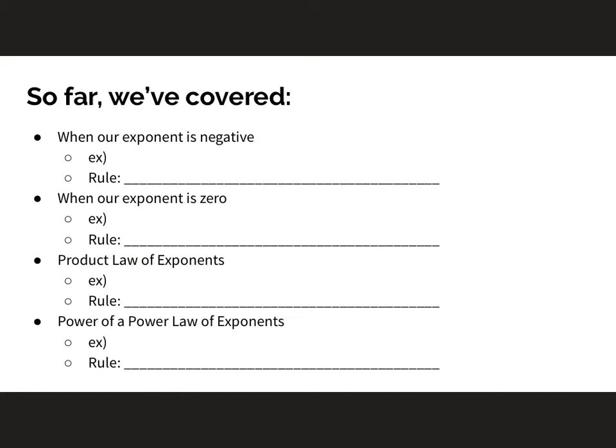So far we've covered a few things, right? So we've covered when our exponent is negative. An example of that would be when we have 5 to the negative 1, right? And we know that we can rewrite this as 1 over 5 to the first power. And so our rule is we turn the exponent positive, and we also write it as a reciprocal. So turn it into a positive, write it as a reciprocal, or just bring it down to the denominator.